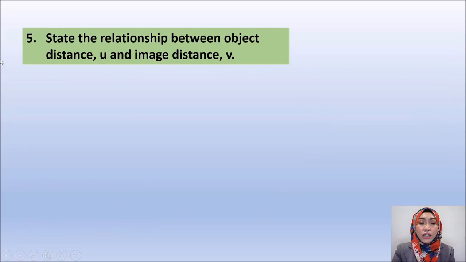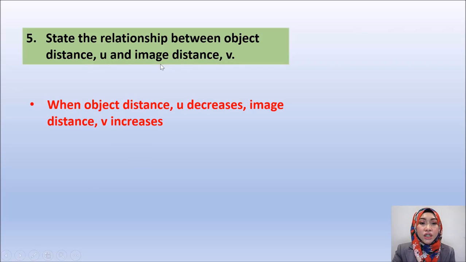Next, state the relationship between the object distance u and image distance v. The relationship is that when object distance u decreases, the image distance v increases. Or you may write that u is inversely proportional to v.